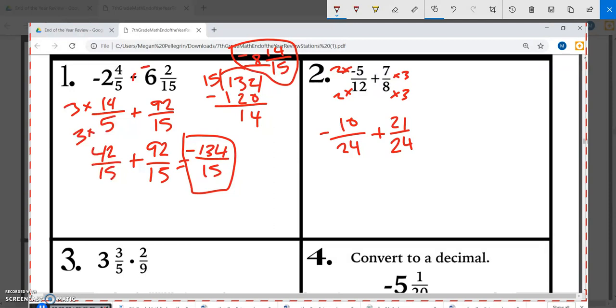Okay, so this helps us to know whether our answer is going to be negative or positive. So it is going to be a positive answer. I do have more positive than negative, but I am subtracting because they have different signs. So 21 minus 10 gives me 11. 11 out of 24, and it is positive. Okay, and that can't be simplified. 11 is a prime number. Nothing will go into it other than 11.